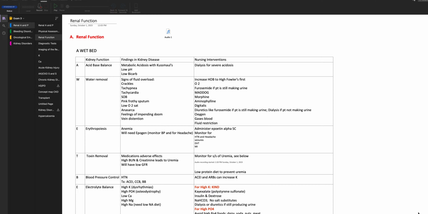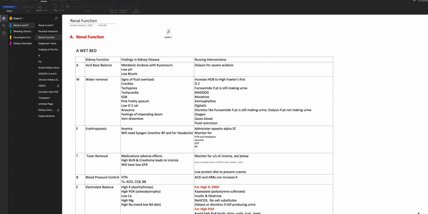Now we're moving into exam 3. In every exam unit, I always provide a review of the A&P and pathophysiology. So if you're a person that really needs this, I have 2 other pages here, the renal A&P and physical assessment. You can go look at those.